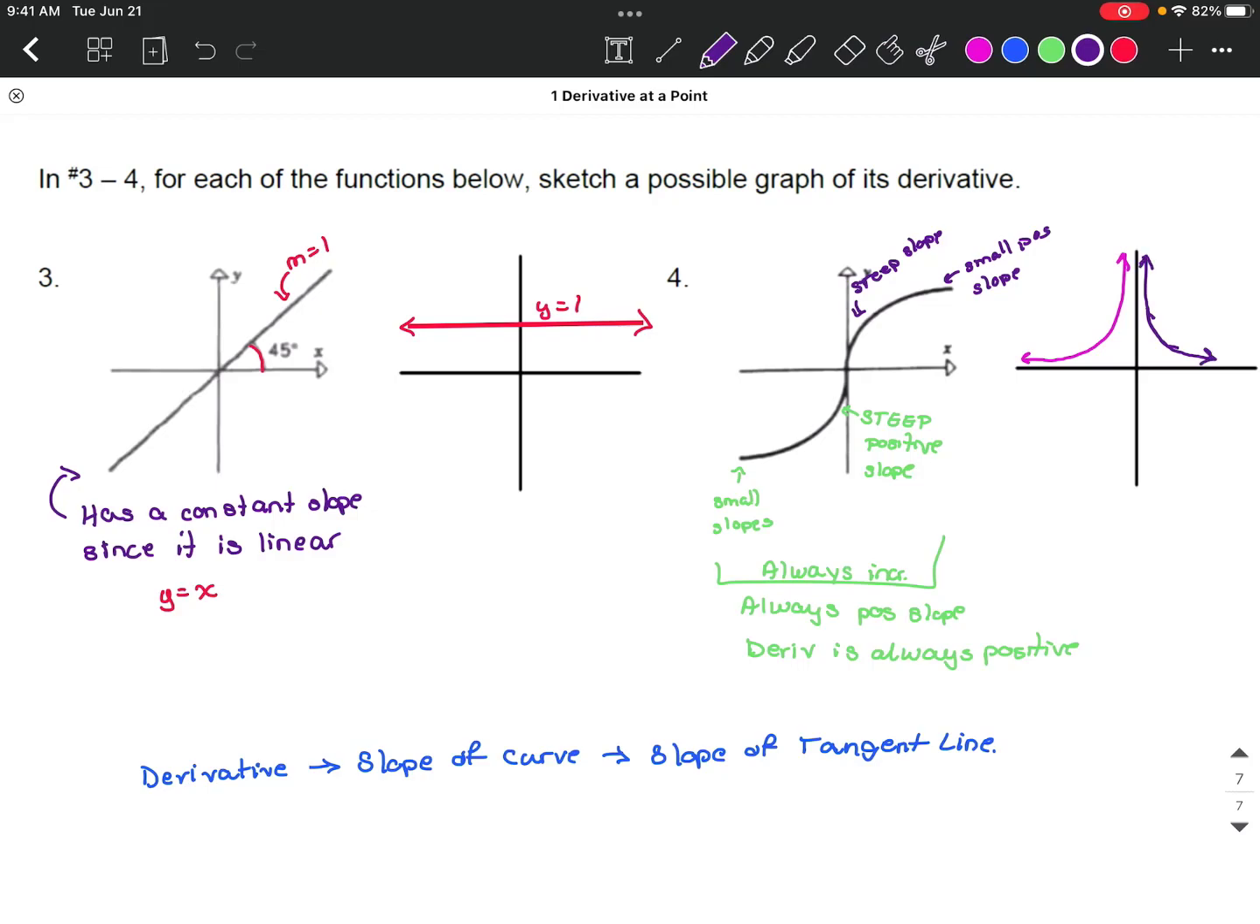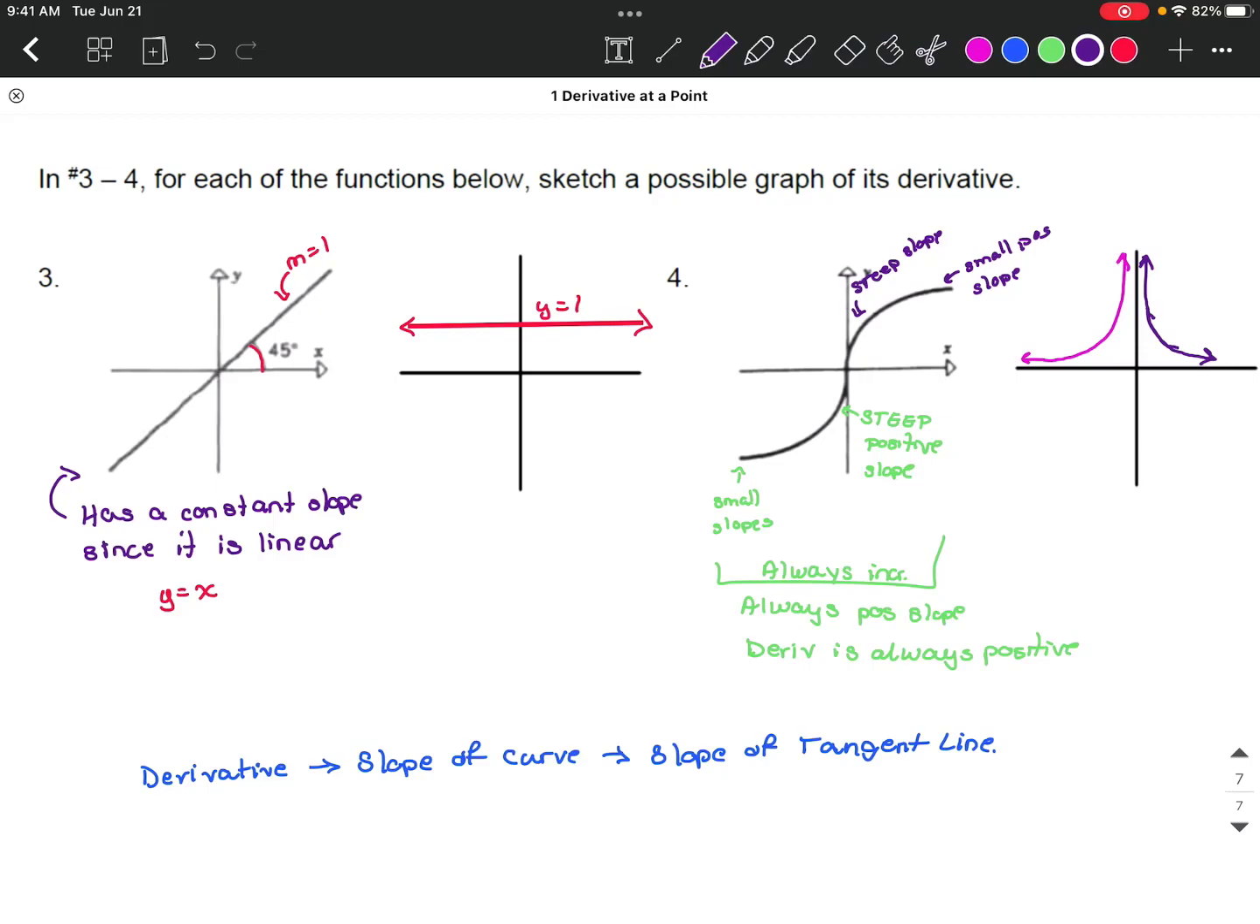I am not looking for perfection at this point. Notice there are no numbers labeled on the x or y axis. I am not asking you for the heights. I am not asking you for actual derivatives. We're looking for general shapes, okay? So don't get too crazy yet, all right?